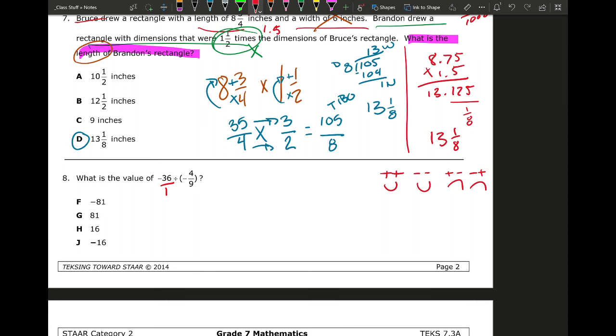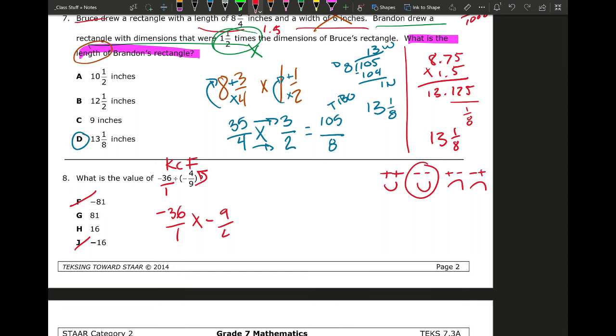Opposites is sad. So in this case, we actually have two negatives, so my answer must be positive. So you can eliminate these two. Now, once we have the two fractions, we can do the keep, change, flip. So we're going to keep the first fraction as is. We're going to change the division to multiply, and we're going to flip the second fraction.